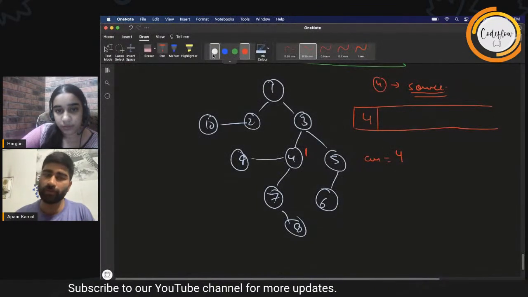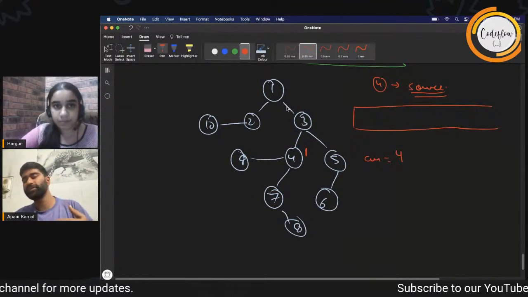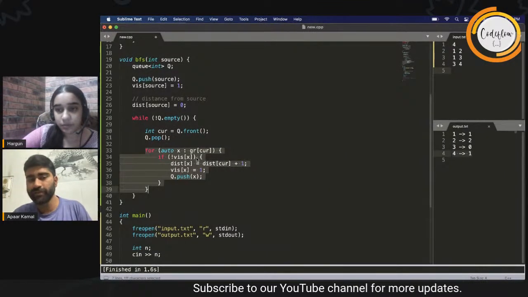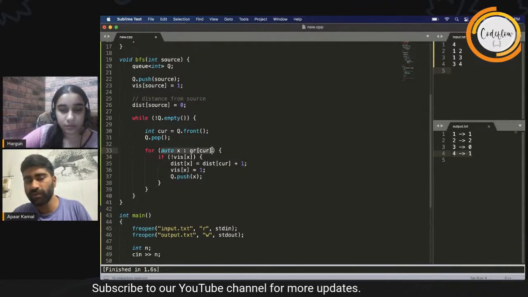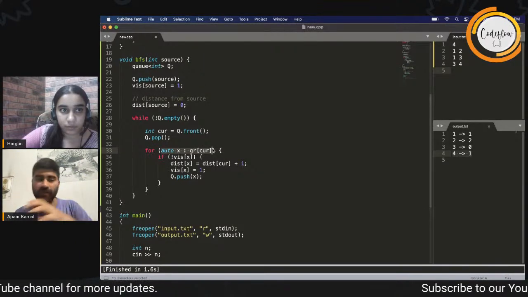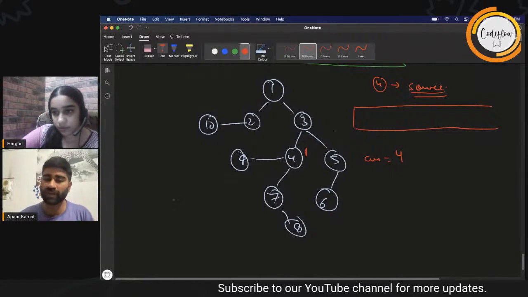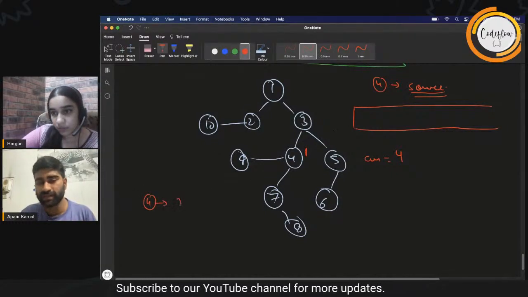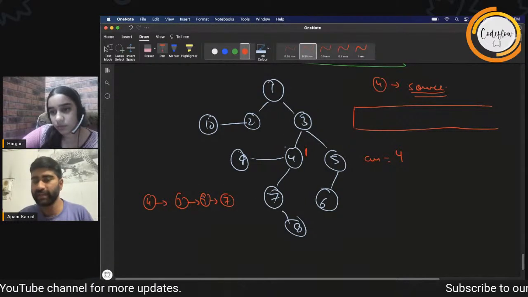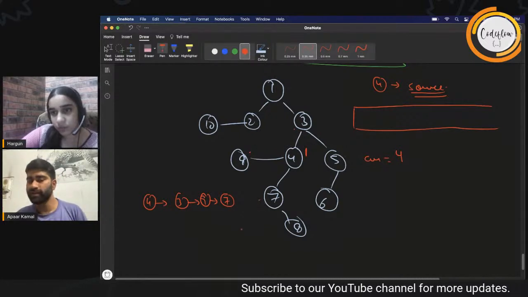So what does q dot pop do? It will simply remove 4 from my queue. Right now the queue is empty, but I have a for loop to iterate. So what does this for loop do? It will go on all the adjacency list of the current node. So what is the adjacency list of 4, guys? The adjacency list of 4 was 3, 9 and 7. 3 is adjacent to 4, 9 is adjacent to 4, and 7 is adjacent to 4.